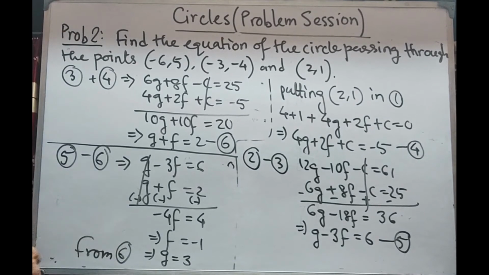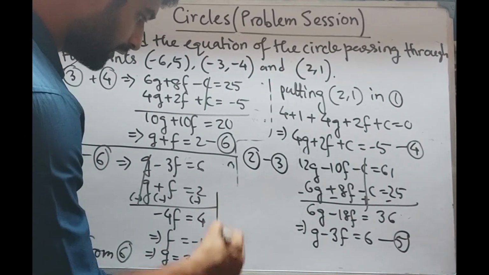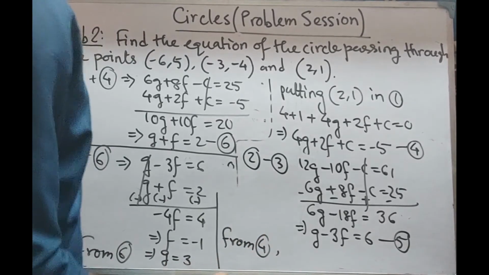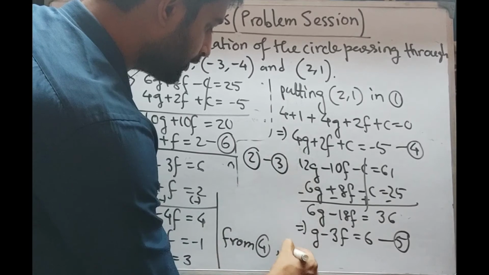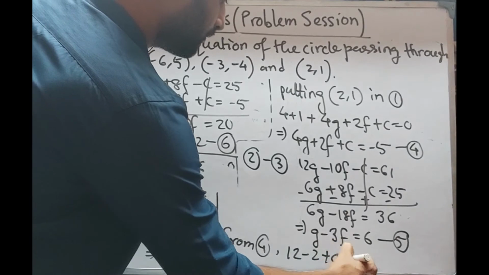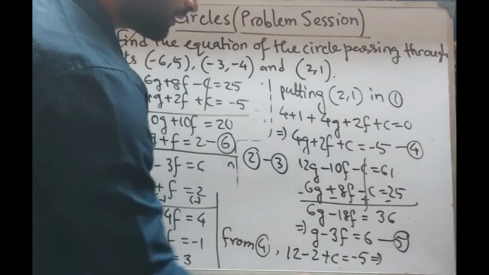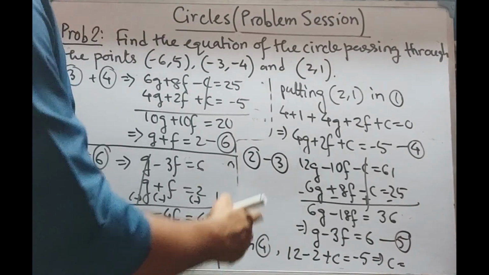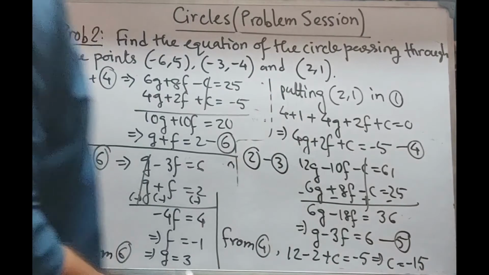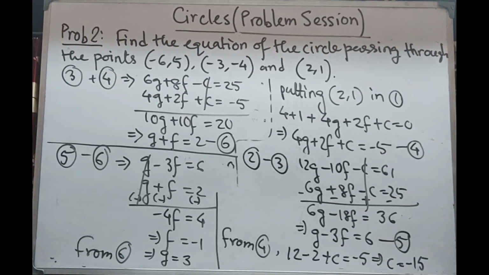And if you put these two values, g and f, in any equation, say 2, 3 or 4, only 4 I can see here, so I am putting it in 4. So from 4, 4g means 12, 2f means minus 2, plus c is equals to minus 5. That means we can say c is equals to, it's 10, so c will be minus 15. So do the calculations on your own, then also you will be able to understand the thing.